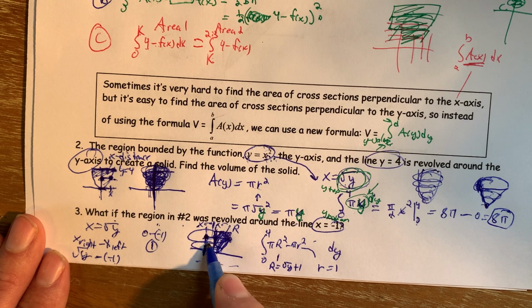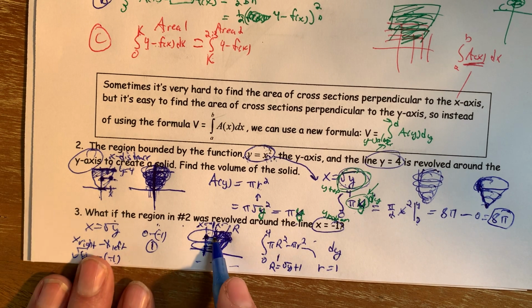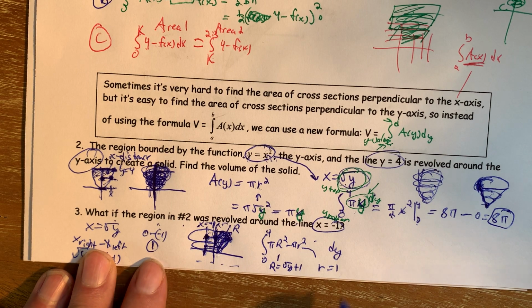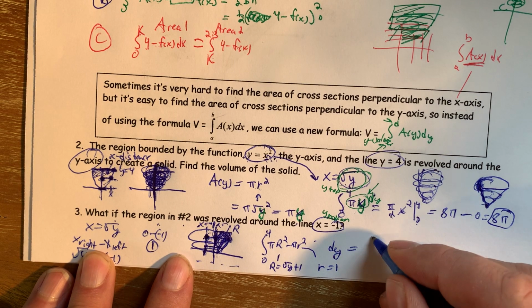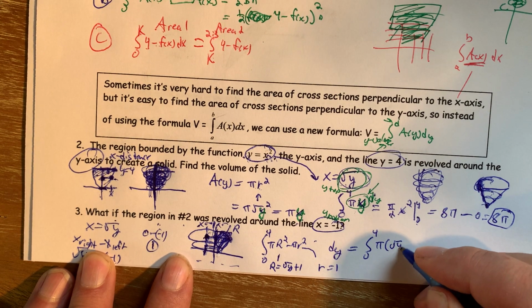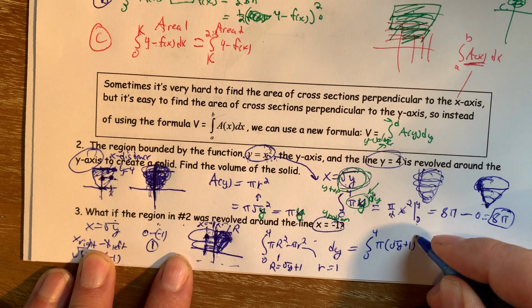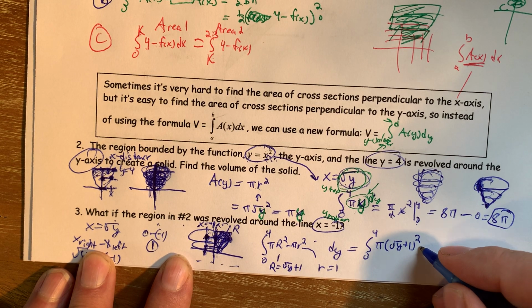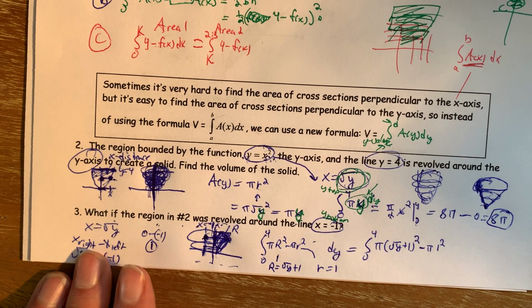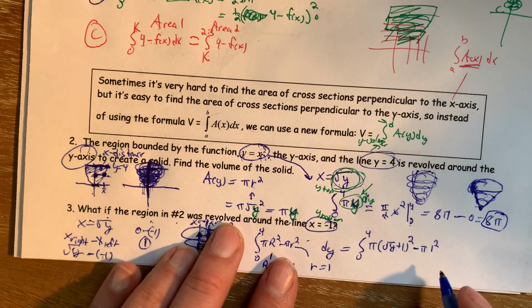Like, this blank space is always going to have a little radius of 1 because we're rotating around x equals -1, and the region doesn't start until x equals 0. So this is the integral from 0 to 4 of pi times square root of y plus 1 squared minus pi times 1 squared, which is just 1. Go ahead and find this on your own without a calculator. I think you should be able to do it.